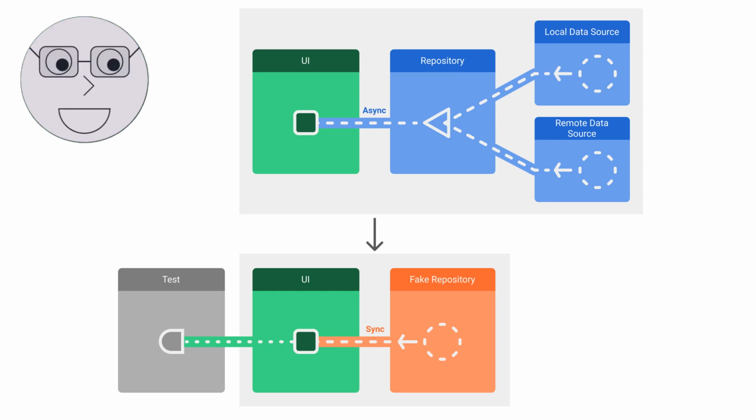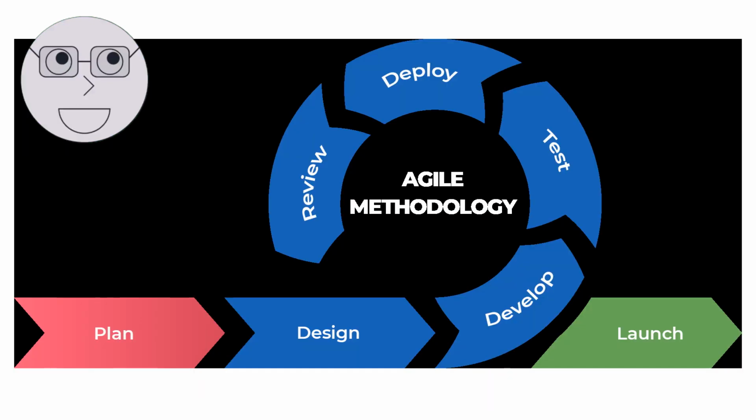Testing frameworks are tools that allow software engineers to automate the testing process. This includes tools for unit testing, integration testing, and system testing. 4. Agile methodologies. Agile methodologies are a set of principles and practices for software development that emphasize collaboration, flexibility, and iterative development. This includes practices such as Scrum, Kanban, and Extreme Programming (XP).